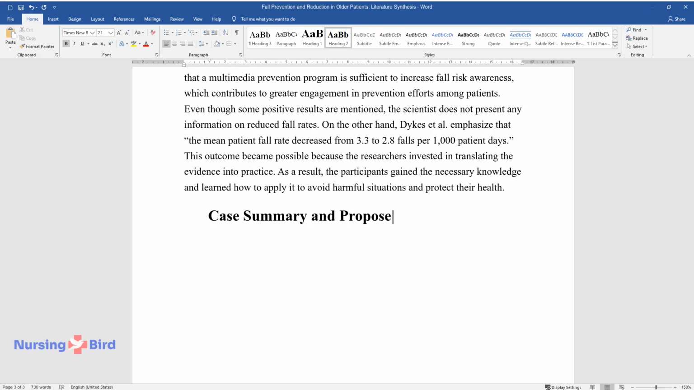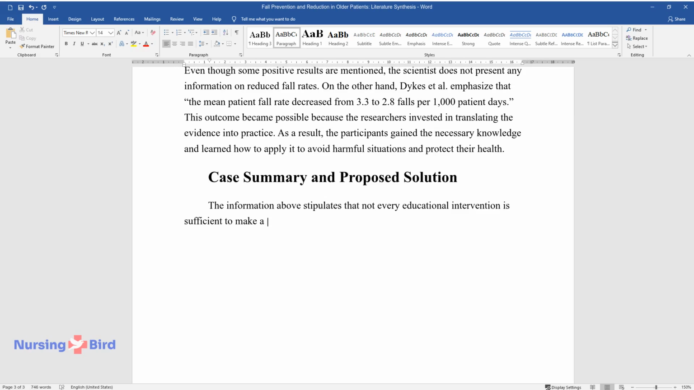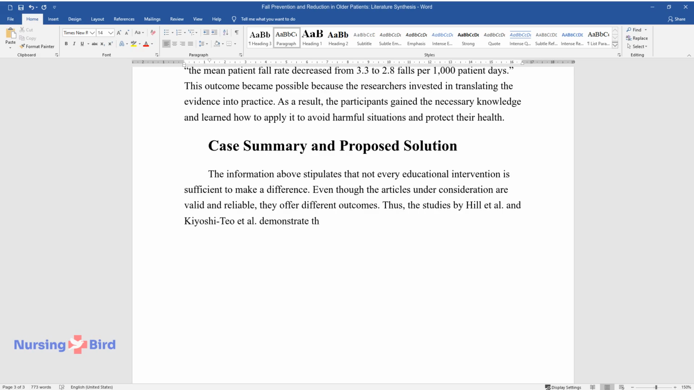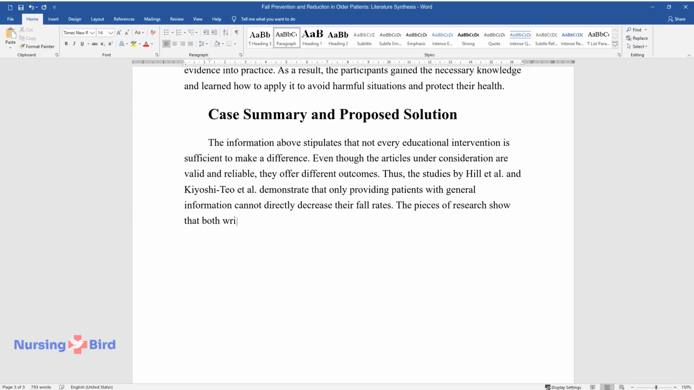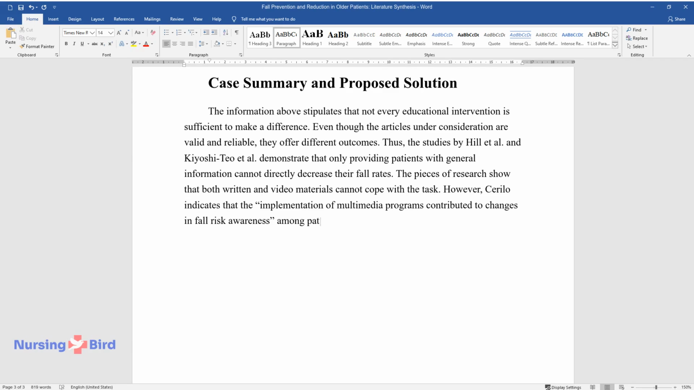Case summary and proposed solution. The information above stipulates that not every educational intervention is sufficient to make a difference. Even though the articles under consideration are valid and reliable, they offer different outcomes. Thus, the studies by Hill et al. and Kiyoshi-Teo et al. demonstrate that only providing patients with general information cannot directly decrease their fall rates. The pieces of research show that both written and video materials cannot cope with the task. However, Cerilo indicates that the implementation of multimedia programs contributed to changes in fall risk awareness among patients.